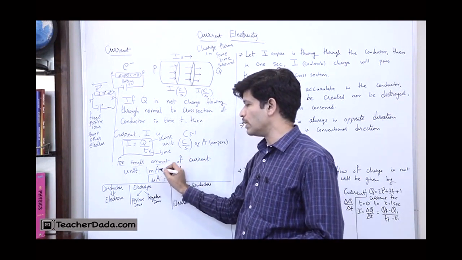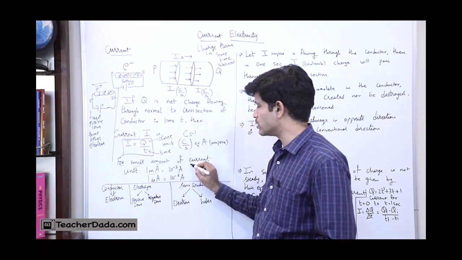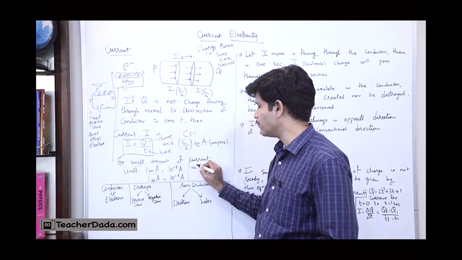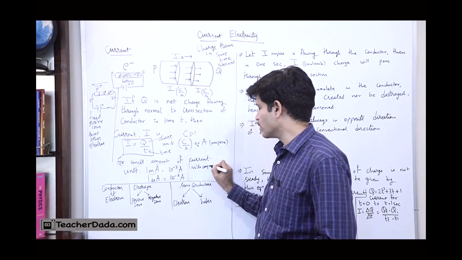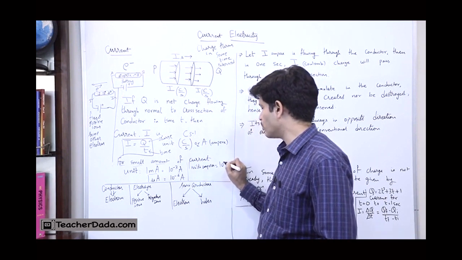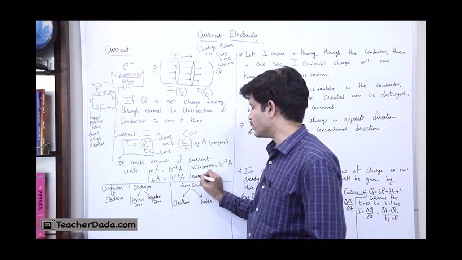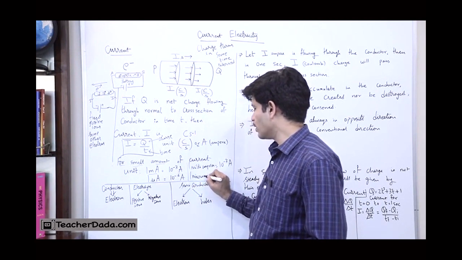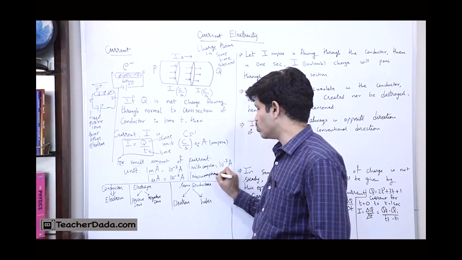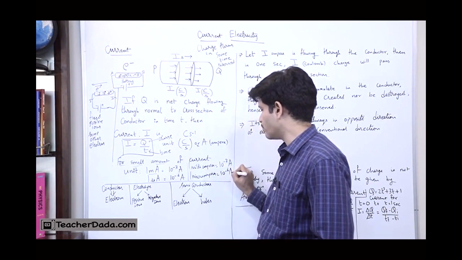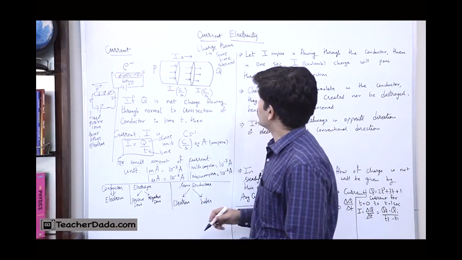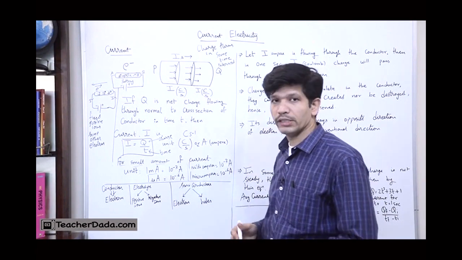For small amounts of current, we have units like this. 1 milliampere is equal to 10 raised to minus 3 amperes, because milli means minus 3, and 1 microampere is equal to 10 raised to minus 6 amperes. Now let us see what is written on the right hand side also.